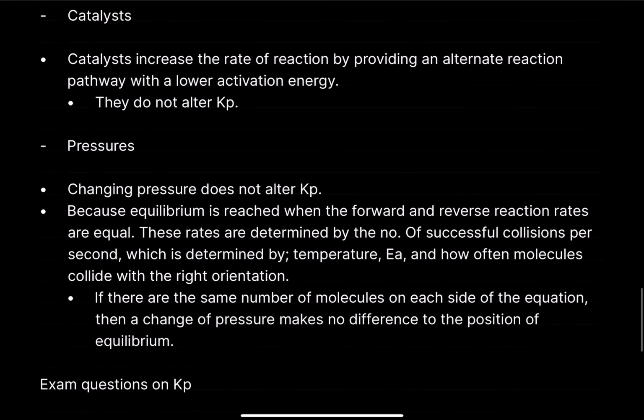Catalysts only increase the rate of the reaction by providing an alternate reaction pathway with a lower activation energy, and they do not, keyword here, alter the Kp. They do not alter the equilibrium constant, or the equilibrium at all. So having a catalyst will have no effect on Kp. It increases the rate of the reaction, but it doesn't change the position of equilibrium.